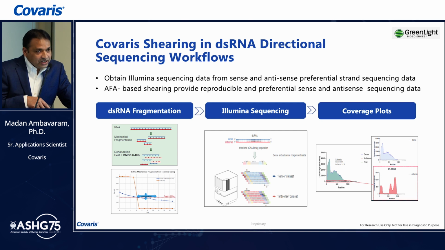Using the Covaris fragmentation, they could find the right fragmentation size for the large scale of samples, whereas using the DMSO-based and heat-based methods, they had challenges where at one point they even found a plateau and couldn't get the right fragmentation required for the library prep. Speaking about the coverage plots, they obtained more than 99% of the sequencing reads, sense and antisense, which is their objective, and how we can find the right sequencing data for strand-specific sequencing.